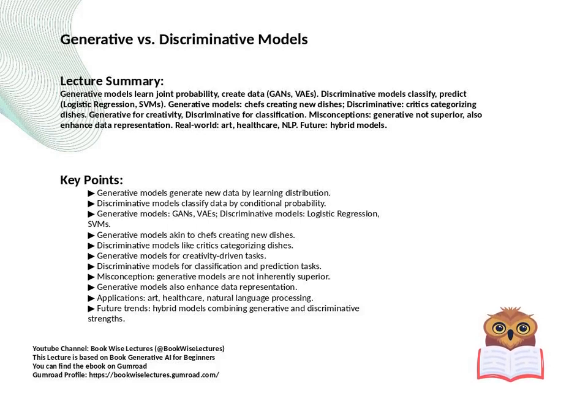Now, let's shift our focus to discriminative models. These models are oriented towards classification and prediction tasks. They learn to classify data points by modeling the conditional probability of a label given certain features. This focus makes them excellent for applications such as image recognition, speech recognition, and spam detection.